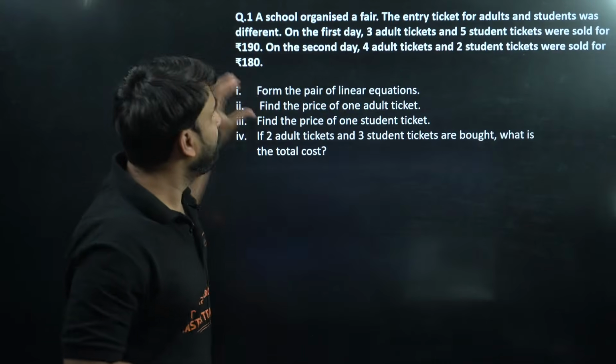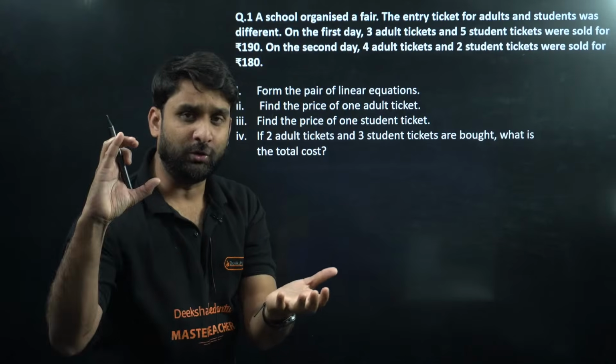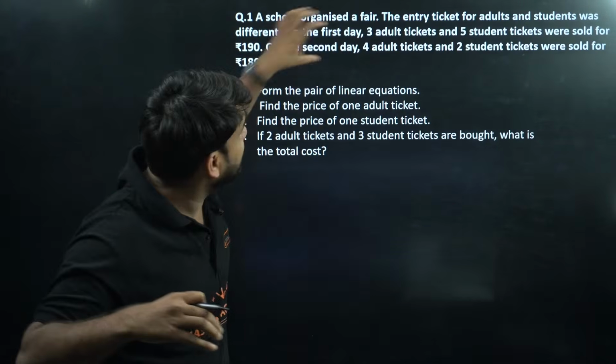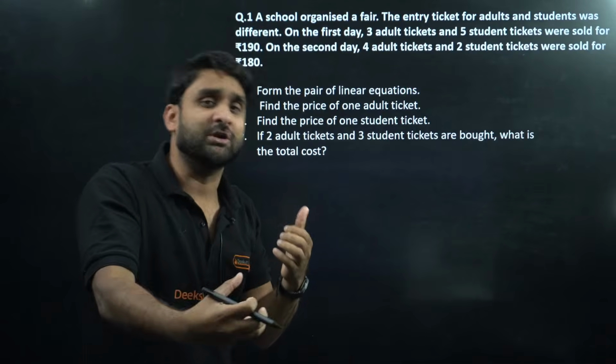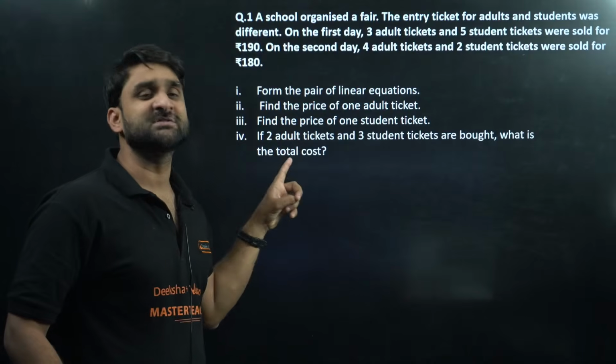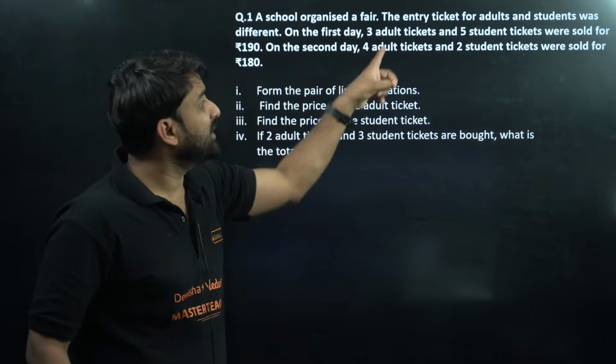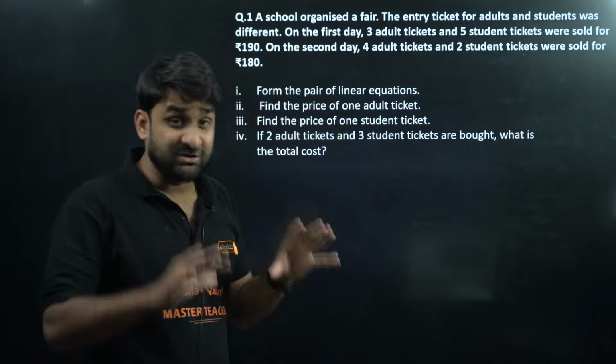So there is information given to you, there is a story given to you, and by reading the story and making the equations, you have to answer these questions. There are 4 questions given below, and you have to answer them by making the equations after reading the questions very carefully.